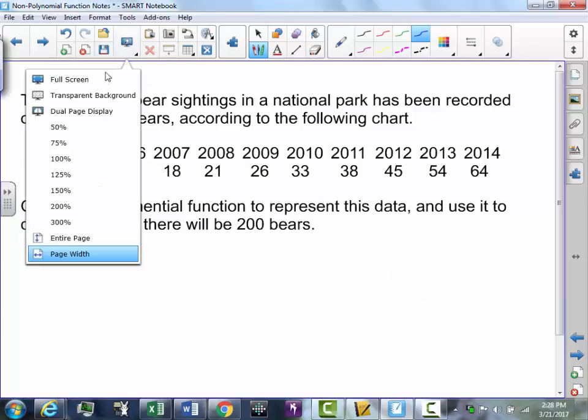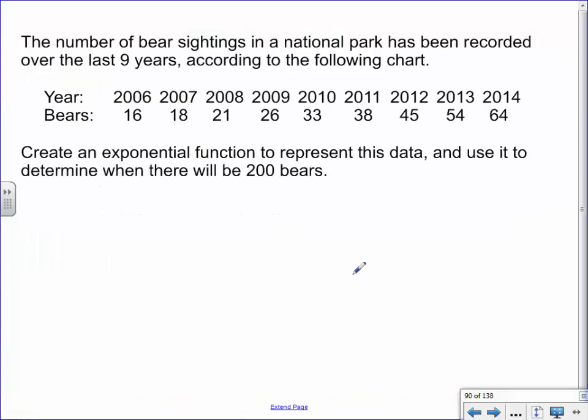Okay, so here's the last example that wasn't covered last day. Essentially, the idea is I'm going to give you some data, and we're going to use it to try to make an educated prediction about what's going to happen. I mean, look at this data here. There were only 16 bears in the park. That's not a whole lot, right?